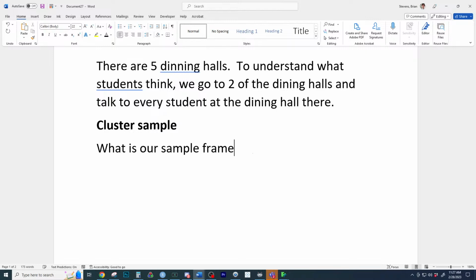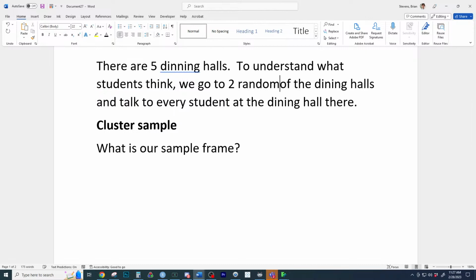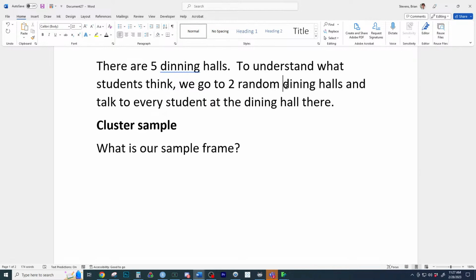Okay, so be careful on this one. Good seeing you here, Adam. Okay, so what is the sample frame right here? There are 5 dining halls, and this is not a good sampling method, but to understand what students think, we go to 2 random dining halls.